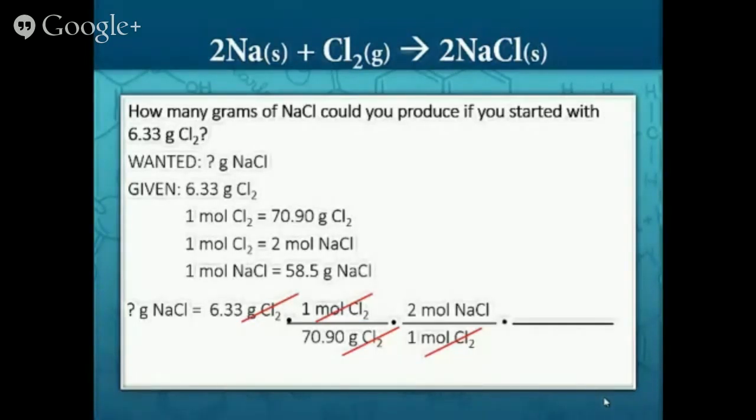And then finally, we need to convert moles of sodium chloride to grams of sodium chloride using the molar mass of sodium chloride. We know that 1 mole of sodium chloride is equal to 58.5 grams of sodium chloride. So moles of sodium chloride cancel out. We multiply all the numerators together and divide by the denominators, and we get 10.4 grams of sodium chloride.